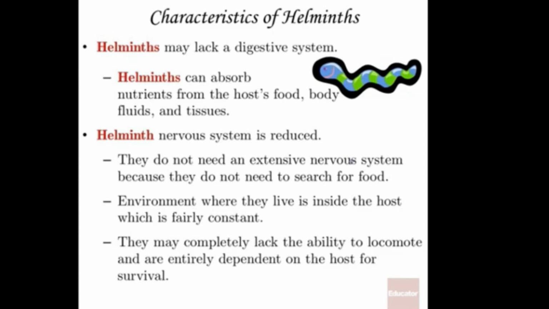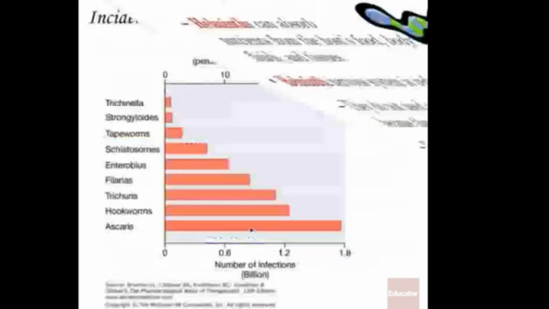So also, because these helminths basically don't do much, they don't need an extensive nervous system. And because, quite frankly, they don't really have to look for food. They just have to sit around and consume the food. And also the environment within the human host is very constant, of course, and they may completely, in fact, lack the ability to move around, and they are entirely dependent on the host for survival. So we're basically going to see two examples of how this wonderful lifestyle occurs in these organisms.